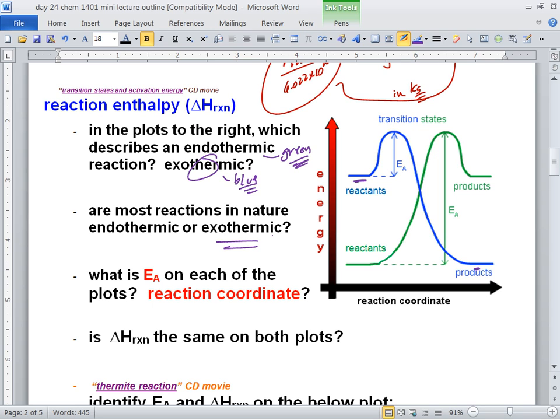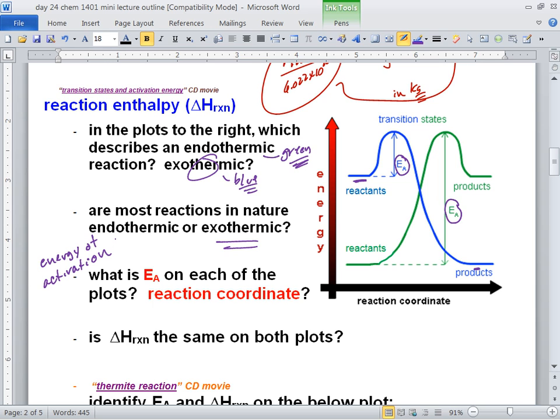What is EA? What does EA stand for? Sarah, what does EA stand for? We see it on these plots. That lady mentioned it, but you'd almost have to have really caught it. Does anyone catch what she said? Energy of activation. Energy of activation is what they call EA.